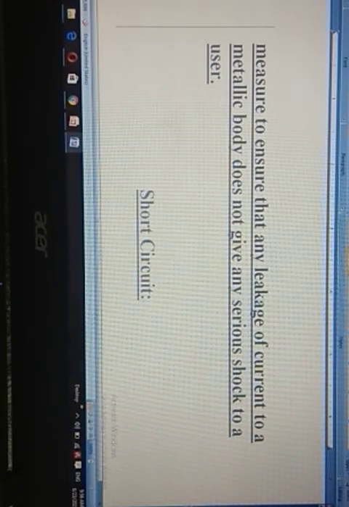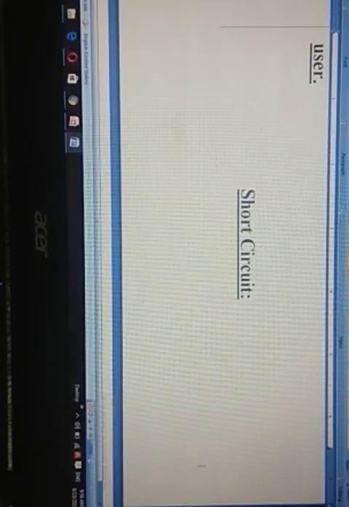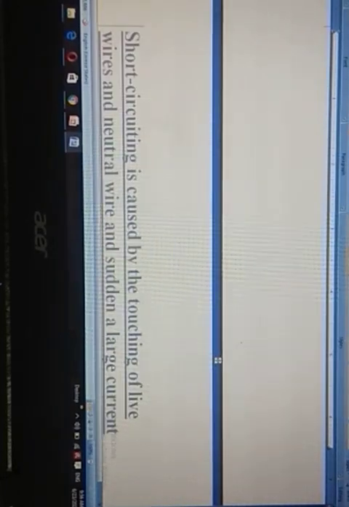So we should know about the electric circuit. If there is any leakage of current to the metallic body, it is very dangerous because it can create dangerous situations. The first of these is known as the short circuit. You have already heard about it. What is a short circuit? It is caused by the touching of a live wire and a neutral wire, and suddenly a large current flows. It happens due to damage of the insulator in the power lines and a fault in electric appliances.